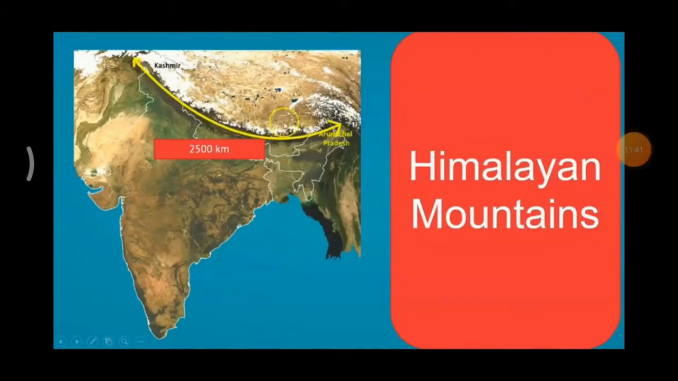Importance of Himalayas. The Himalayas block the southwest monsoon winds and cause heavy rainfall. It forms a natural barrier. It is the source for many perennial rivers like Indus, Ganges and Brahmaputra. What is a perennial river? Always flowing water is called a perennial river.